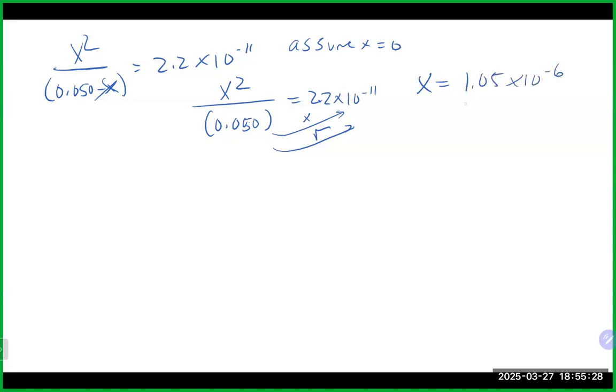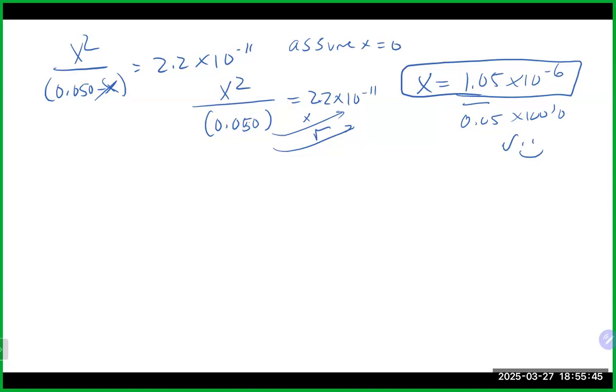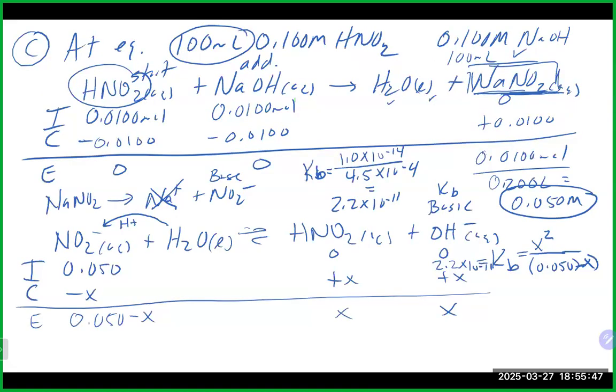We do want to check it, so we're going to divide it by 0.05 times 100%. And like I said, I think we should be all okay on that. We're not even like 0.1%. So the check is good in this case. So that x value is, if we go back to our table, the hydroxide concentration. So that's, again, an important thing to remember.